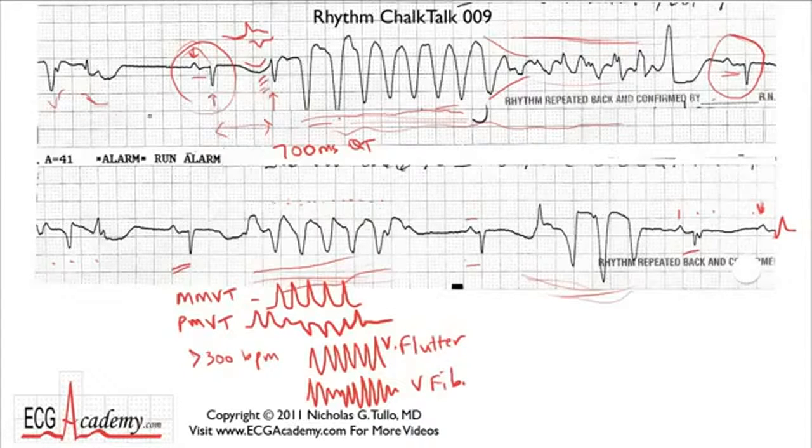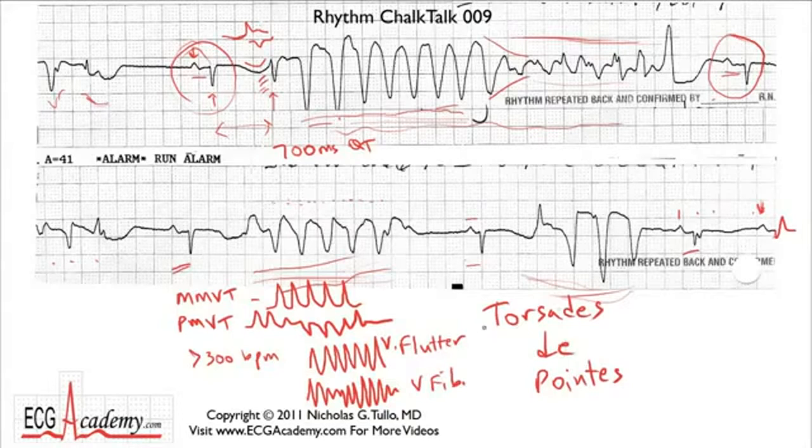So with 700 milliseconds, and then this tachycardia starts up, what's the first thing you really need to think about? Look, you've got a long QT interval. You have a polymorphic VTAC. Almost certainly what this is, you guys know, right? Torsade de pointes. Okay, what is torsade de pointes?